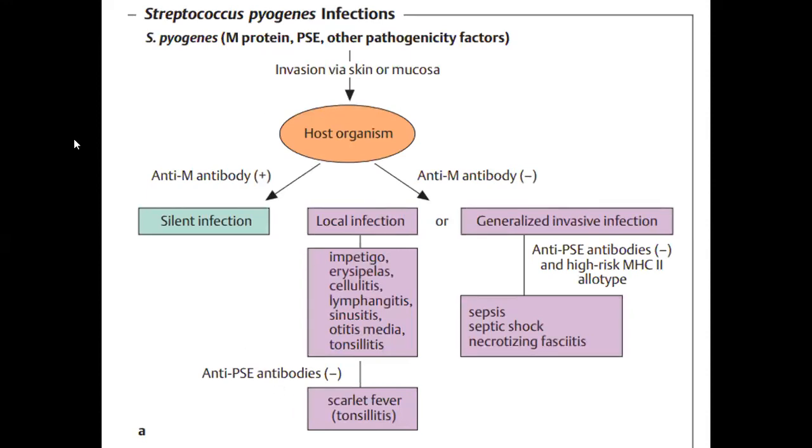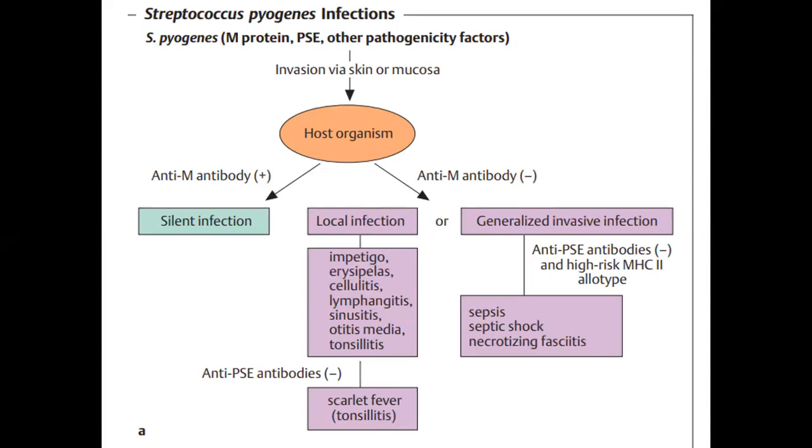Streptococcus pyogenes invades via skin or mucosa into the host organism, and can cause local infections like impetigo, erysipelas, cellulitis, lymphangitis, synovitis, and also tonsillitis. A lot of tonsillitis is because of Streptococcus pyogenes.